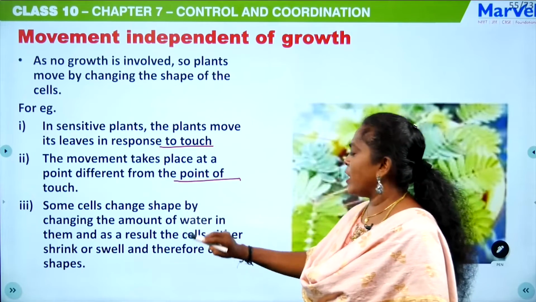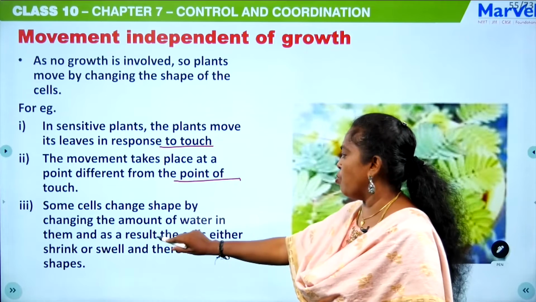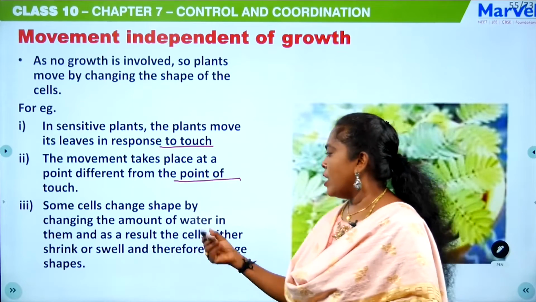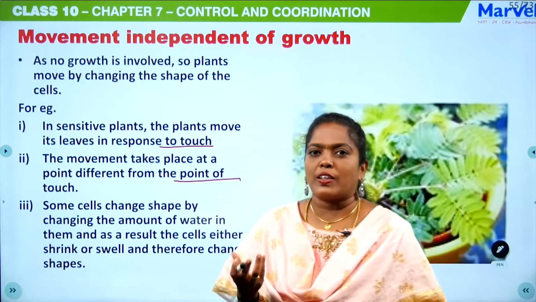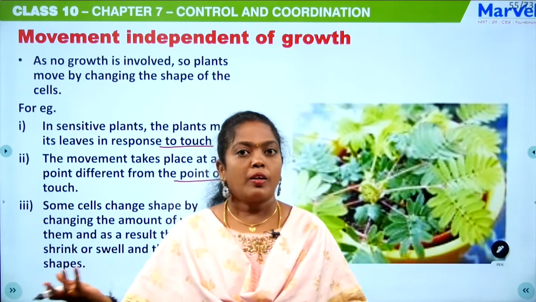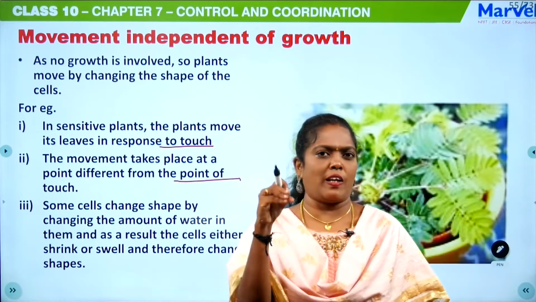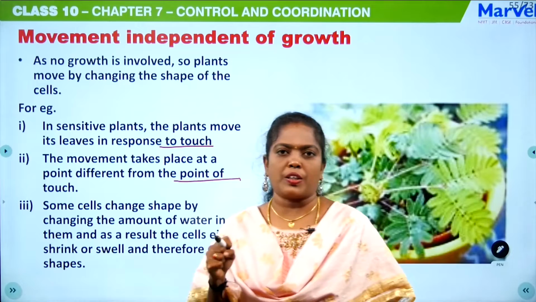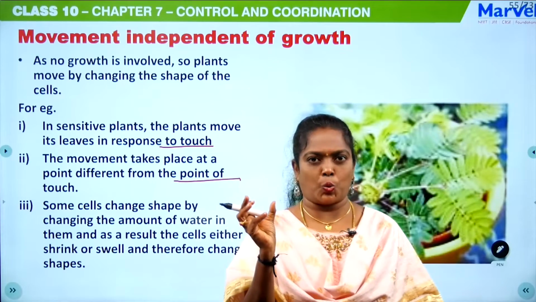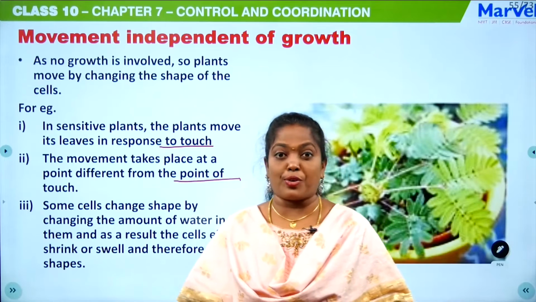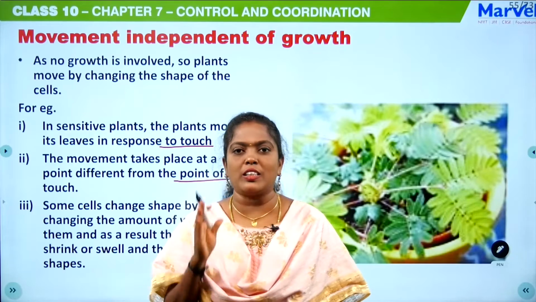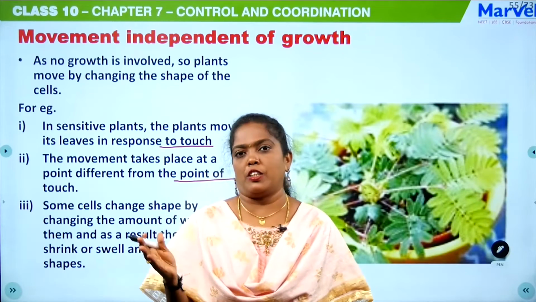Some cells change shape by changing the amount of water in them. As a result, the cells either shrink or swell and therefore change shape. Say for example, take a green leaf. If there is no water, keep it outside for some time. Each and every cell in the green leaf starts to shrink. Just spray some water on it. Then the cells start to swell and it looks as if it is very fresh, isn't it? So that is the example, but that has nothing to do with growth. That is the movement which is independent of growth.